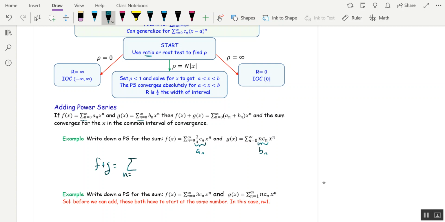The sum, n equals 0 to infinity, of parentheses 1/4 c_n plus n c_n, and then a single x to the n. And then if there's a common coefficient, like if this is a c_n and that's a c_n, you want to pull that out so there's only one occurrence. So this will be the sum, n goes from 0 to infinity, of (1/4 plus n) c_n x to the n.